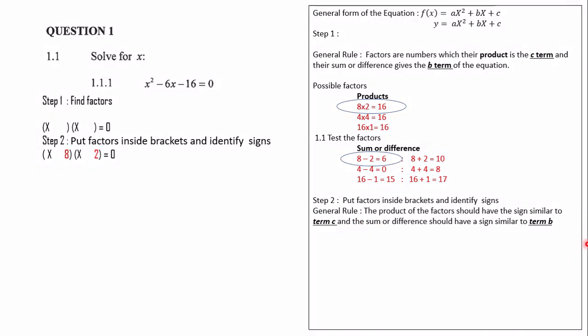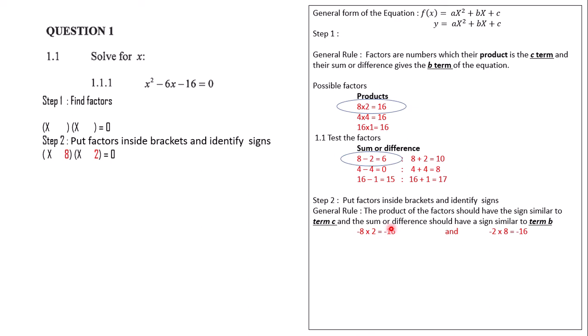Of course, we'll have to identify which signs we're going to be using. Okay, and the rule for that is that the product of the factors should give us a sign similar to the term c. So that's a negative. So when we multiply out 8 and 2, it needs to give us negative 16.